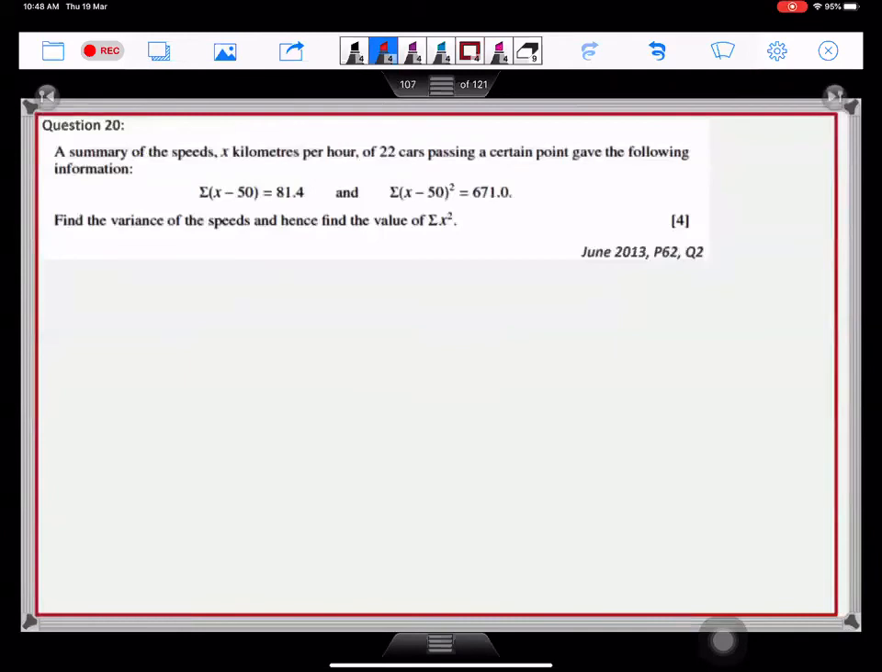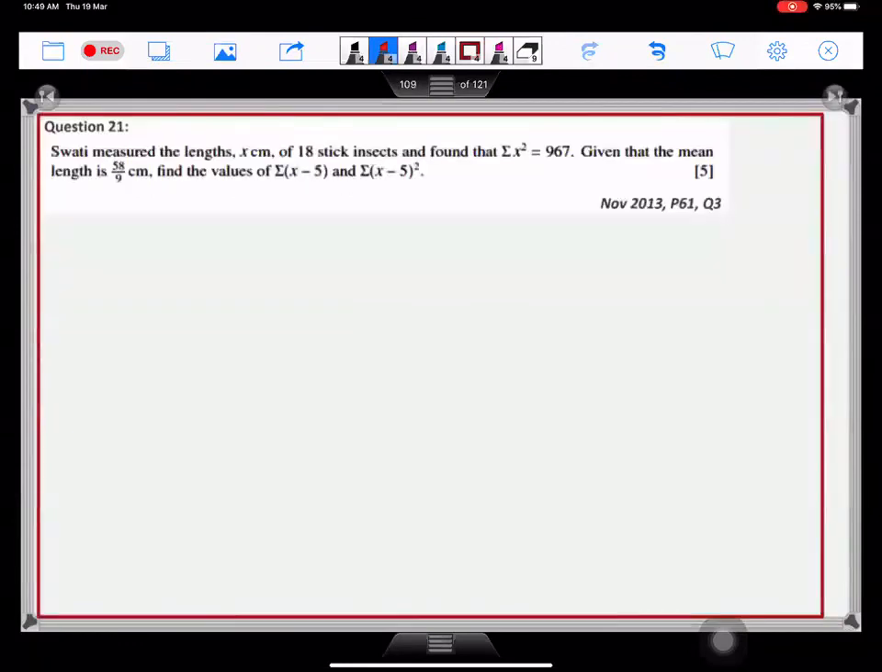A summary of the speeds X kilometers per hour of 22 cars passing a certain point gave the following information: sigma this, find the variance of speed and find the value of sigma X square. These questions that I'm skipping, these are your homework. Swati measured the length of 18 sticks and found that sigma X square is 967. Given that the mean length is this much, find the value of sigma X minus 5 and sigma X minus 5 whole square. Now, this is one nice question.